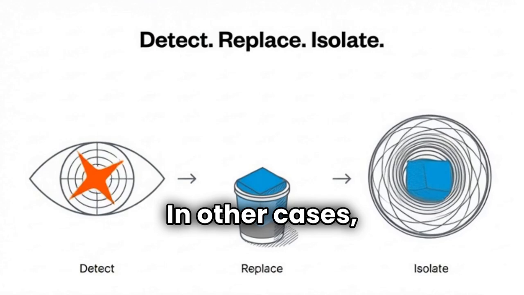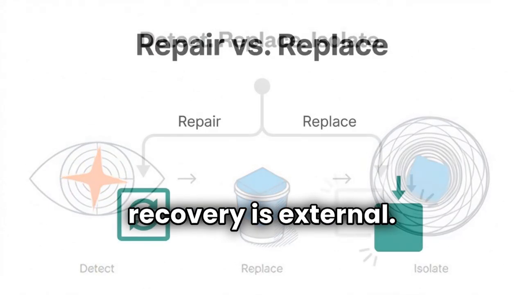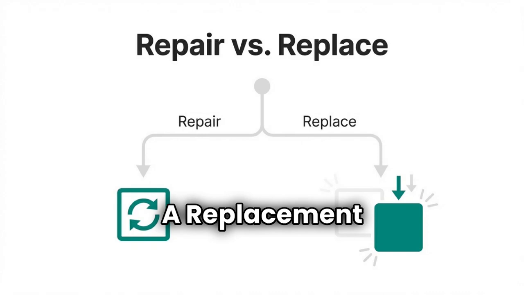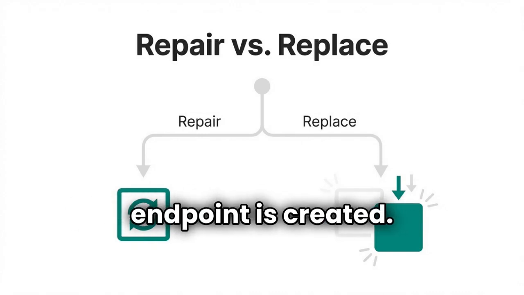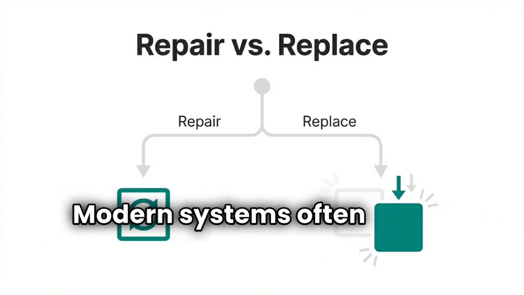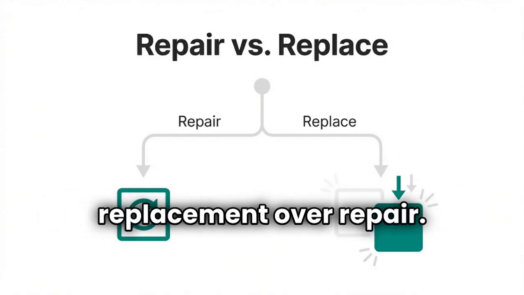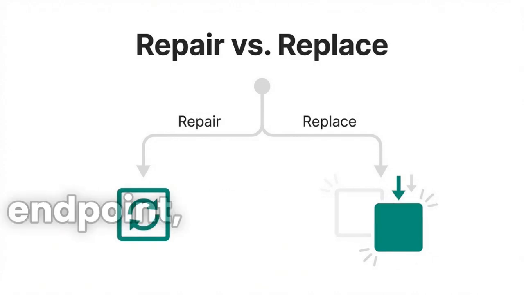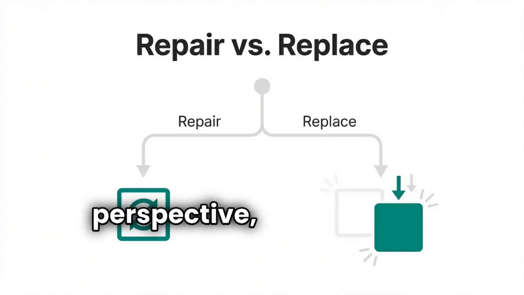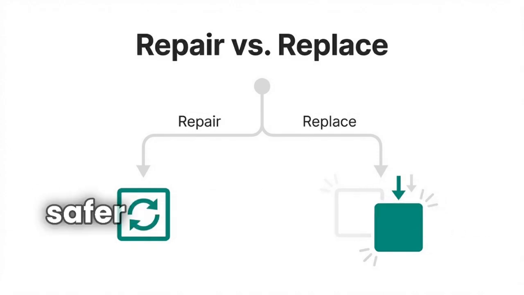In other cases, recovery is external. The network removes the endpoint from traffic. A controller restarts it. A replacement endpoint is created. This is like medical intervention. Modern systems often prefer replacement over repair. Instead of fixing a broken endpoint, they create a new one and discard the old. From a network behavior perspective, this is faster, safer, and more predictable.